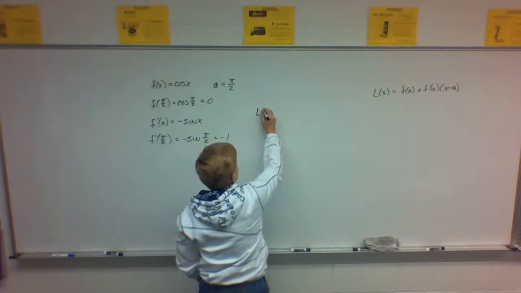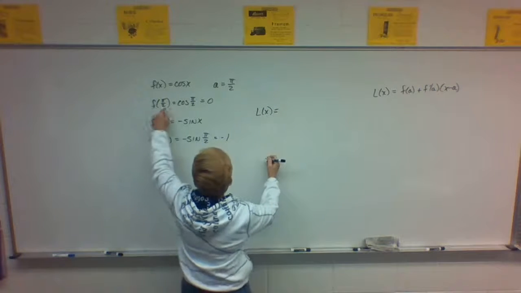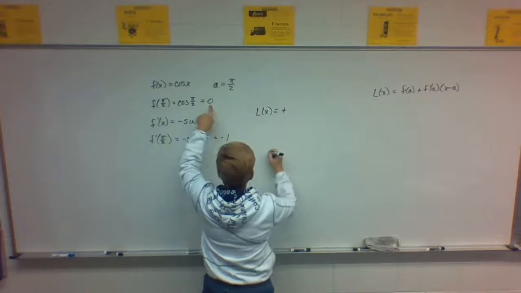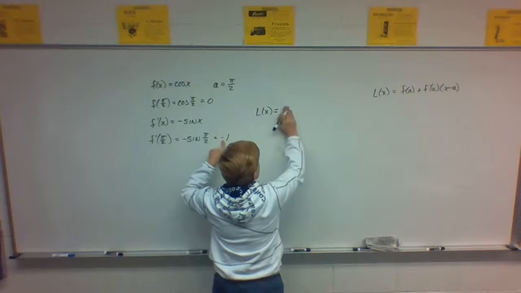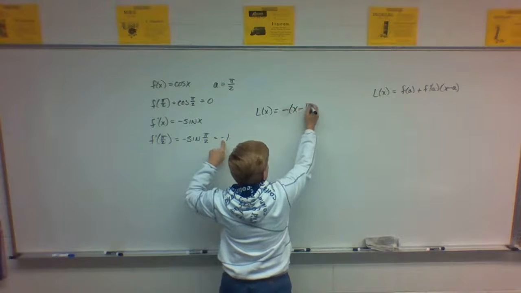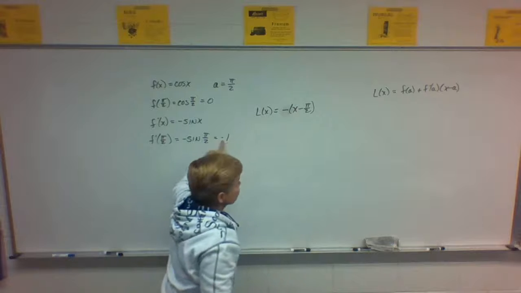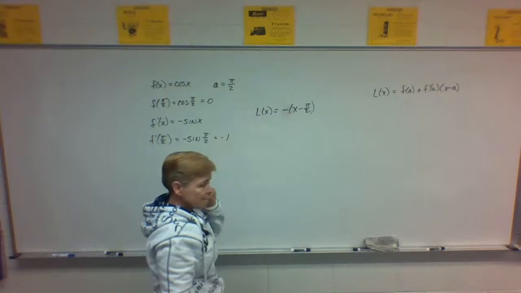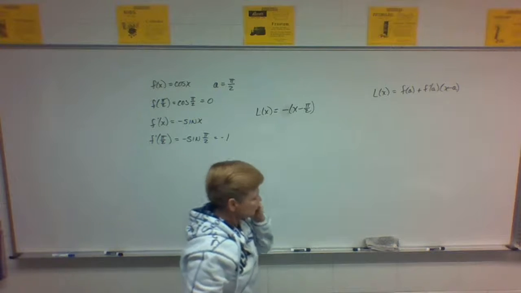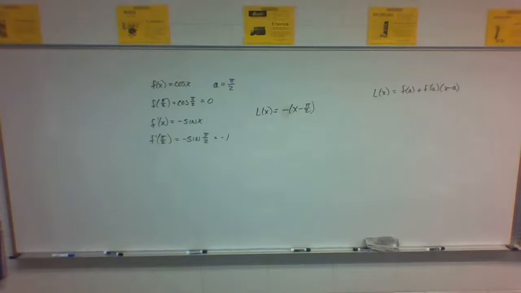L of x for this problem is going to be f of a, which is 0 so I'm not going to write it, plus f prime at a, which is negative 1, times x minus a. Catch all that? Okay, that's my linearization of x. Here's what I want to do. I got my linearization, that was the first thing, and now I want to use it to approximate the cosine of 1.75 without a calculator.